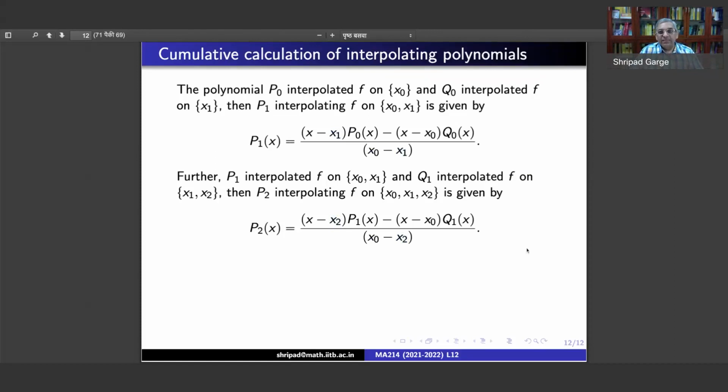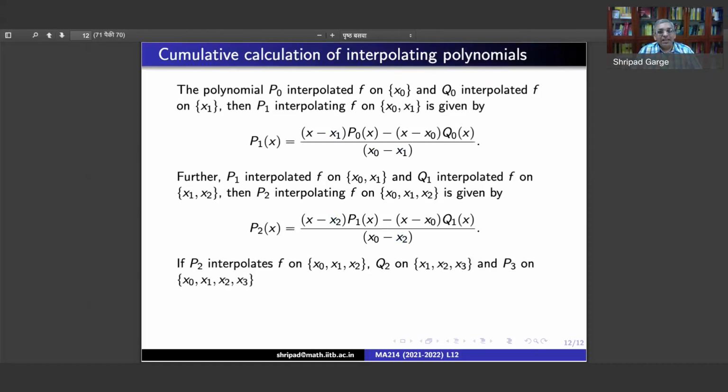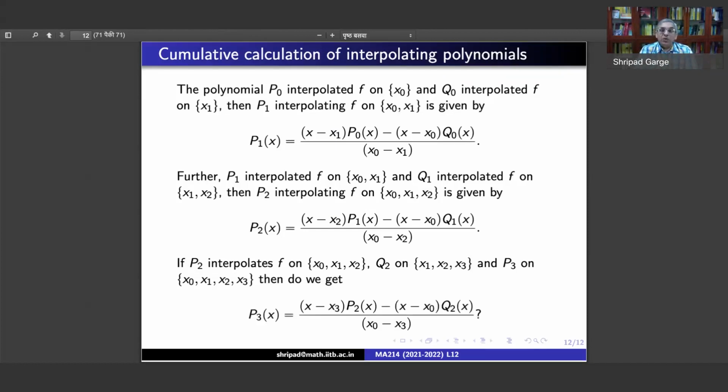And let me end this lecture with a question for you, as we are now going to the higher case. We have P2, which interpolates our function on the triple x0, x1, x2, and we have Q2, which interpolates it on x1, x2, and x3. And then there is a P3, which interpolates it on the union x0, x1, x2, x3. Do you get P3 of x equal to x minus x3 into P2 of x minus x minus x0 into Q2 of x, upon x0 minus x3?